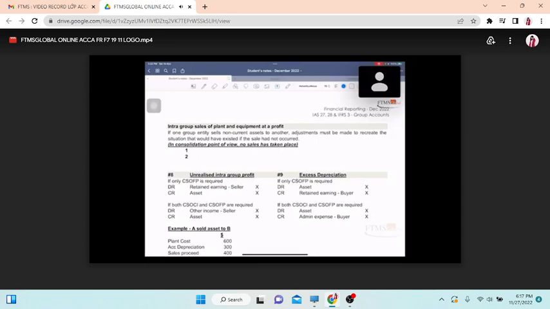They say if one group entity sells a non-current asset to another, adjustment must be made to recreate the situation. To summarize this whole chunk, it means that from the consolidation point of view, no sale has taken place. So two things you need to know.